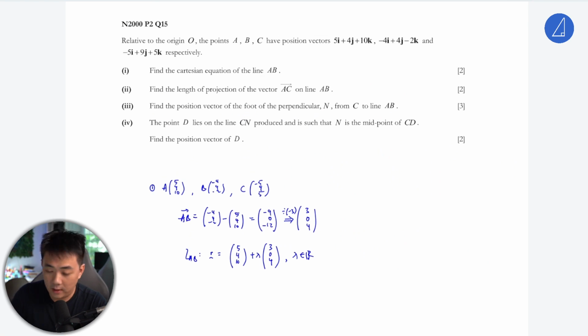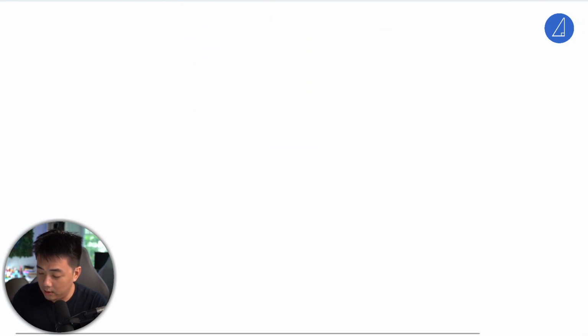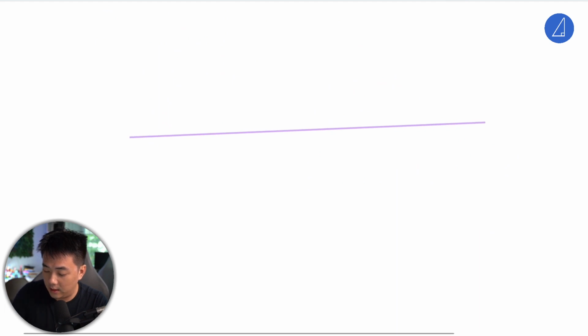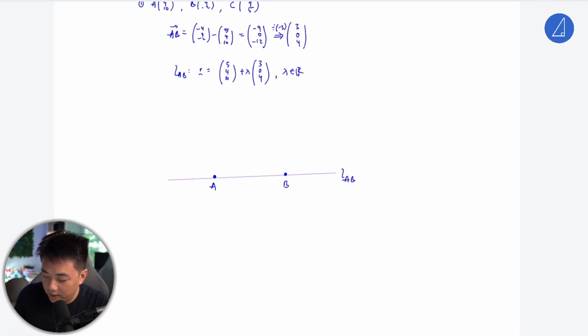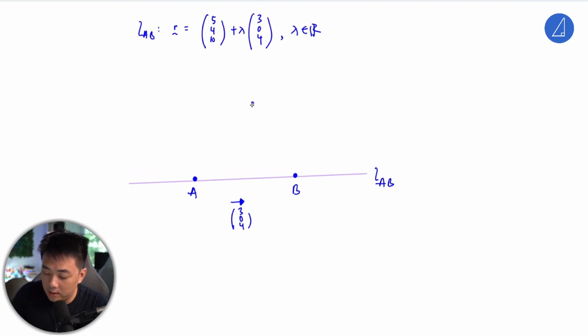Great. Let's look at the second part, which is to find the length of projection of AC on AB. So draw a line. Say this is A, and this is B, the line AB. The direction vector here is (3, 0, 4). Then we need C somewhere. I'm not sure where it is, so I'm just going to draw it hovering above here, at (-5, 9, 5).